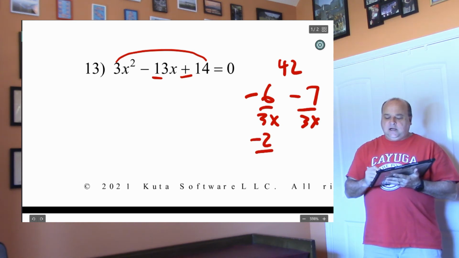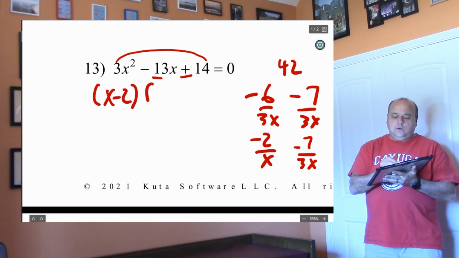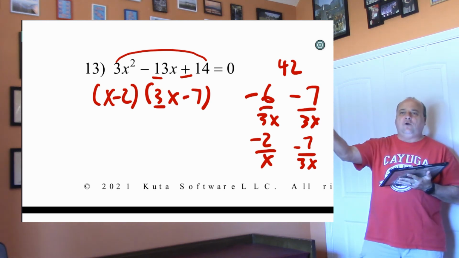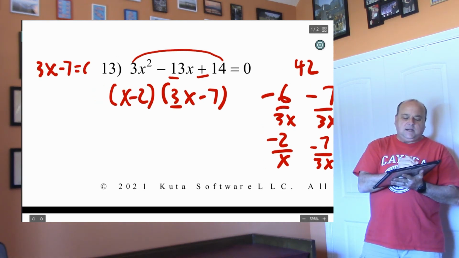So this will be negative 2 over x, and this will be negative 7 over 3x, right? That's by parentheses. So x minus 2, and then 3x minus 7. If there's a number in front of the x, you'll get a fractional root. Okay, so let's write this over here. 3x minus 7 equals 0.